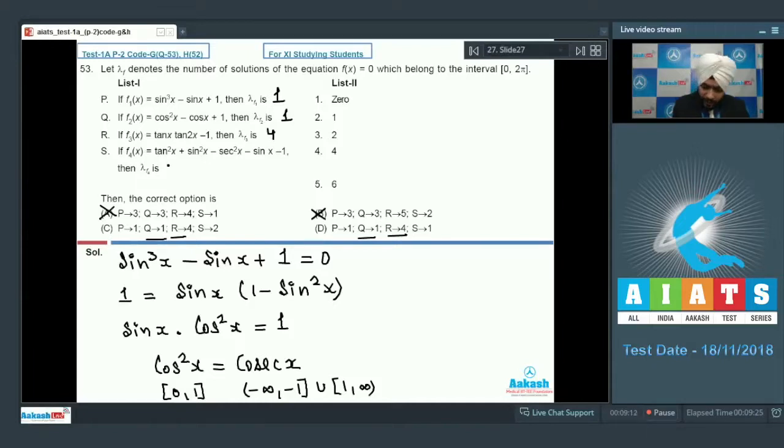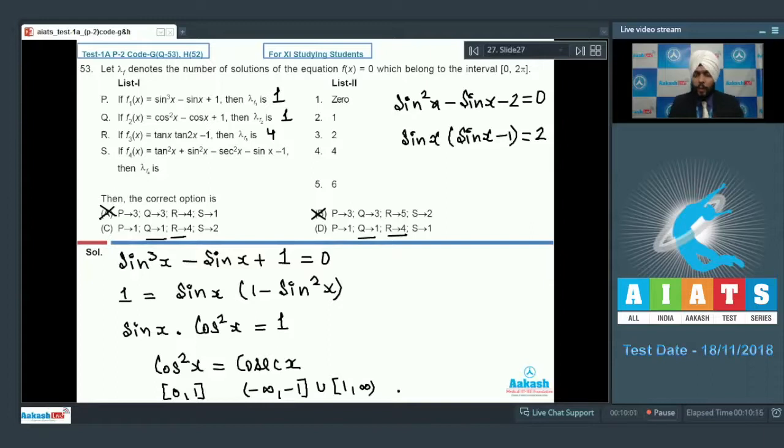So solving s, I have f4(x) equal to tan square x plus sin square x minus secant square x minus sin x minus 1. Secant square x minus tan square x is 1. Tan square x minus secant square x is minus 1. So this is sin square x minus sin x minus 2 equals to 0. That is sin x into (sin x minus 1) equal to 2. Sin x minus 1 is a quantity lying between minus 2 to 0. Only possible solution is sin x equal to minus 1. Sin x equal to minus 1, I'll get minus 1 into minus 2, that is 2.